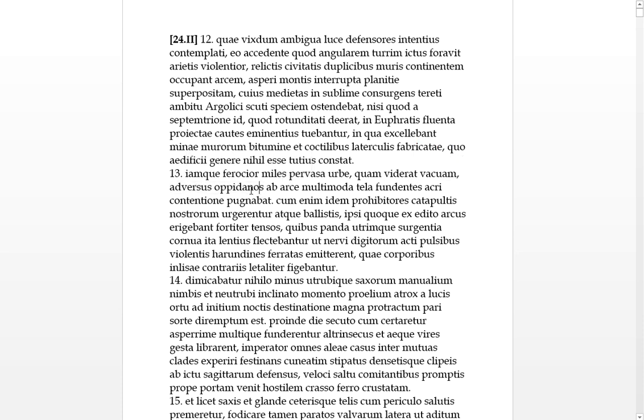Adversus oppidanes. An oppido is a town. When you see the N in it, it's an adjective for the town people. So against the townspeople who abarque from the citadel, multimodatella fundens. This here, fundenting is usually when you sling things and sling rocks. It looks like they're slinging multimodatella. I'm not exactly sure what multimoda is, but I'm guessing it's many types of tellers, which are spears and weapons.